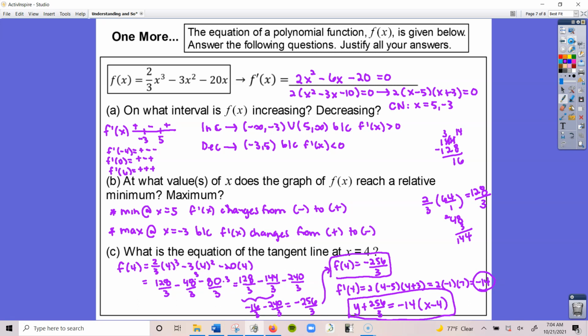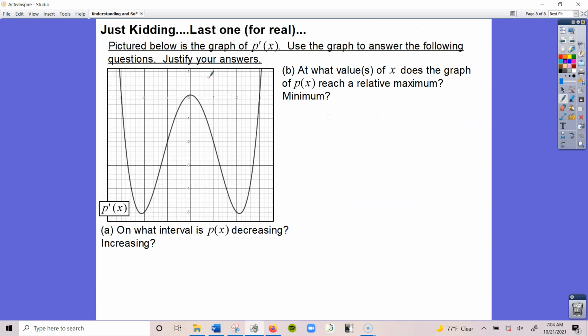All right, last question for real. Pictured below is the graph of p prime of x. Use the graph to answer the following questions and justify your answer. So on what interval is p of x decreasing and where is it increasing?